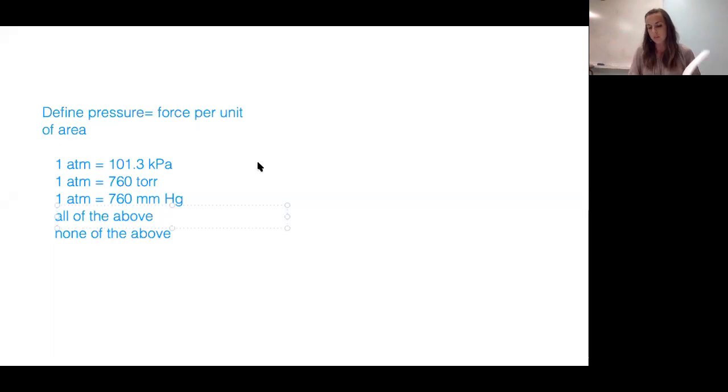Okay, let me find the page number for you so that you can look over that. That is going to be on page 384 at the top, and it's Table 11.1, units of pressure. It's going to tell you everything that's equal to 1 atmosphere. So all of these are true. Okay, next question is going to be number 2 in your study guide questions that we were just on.